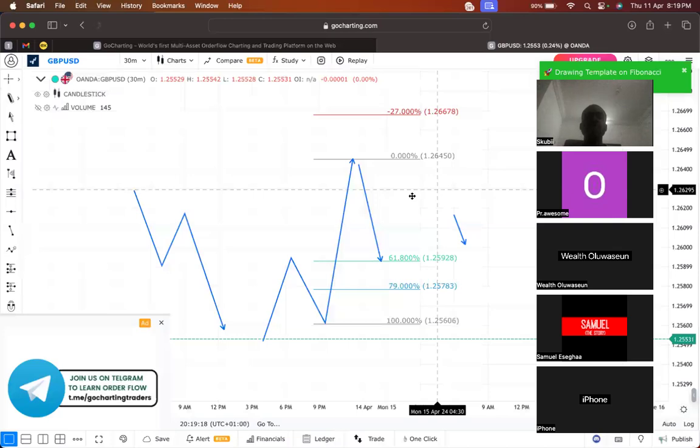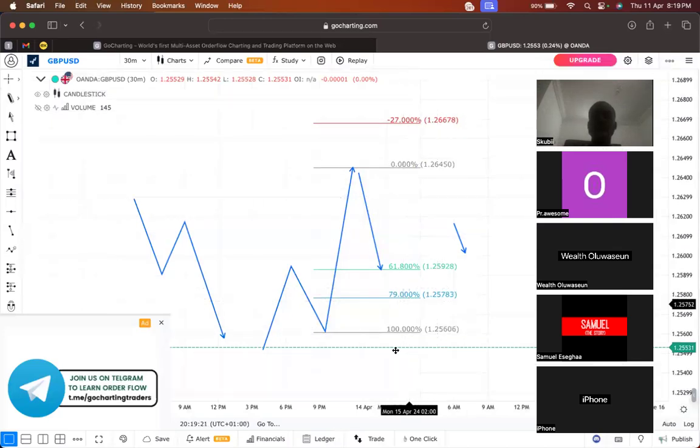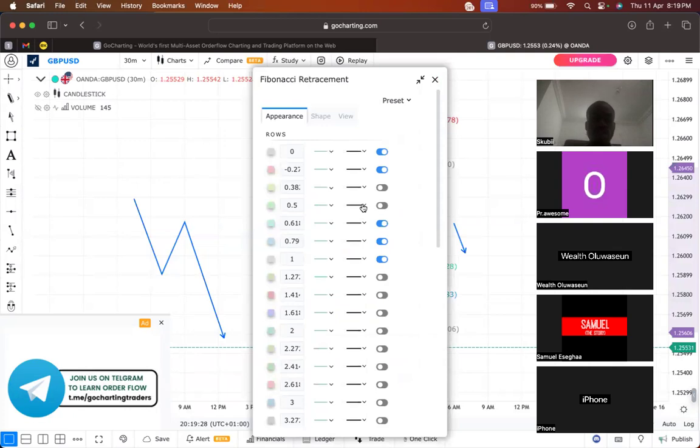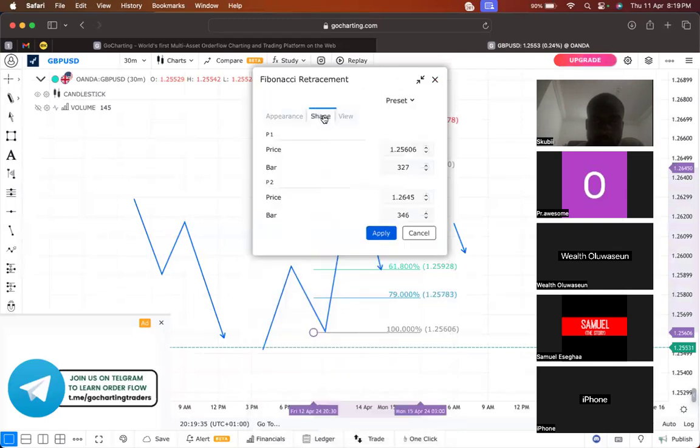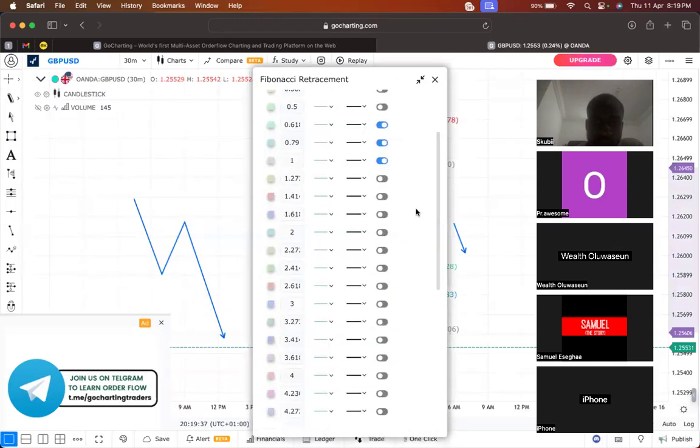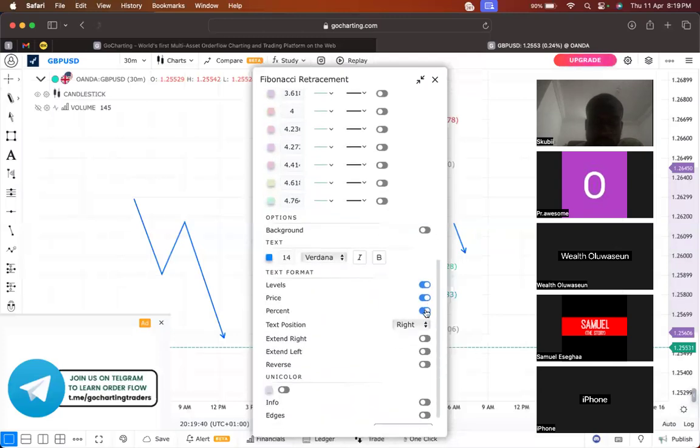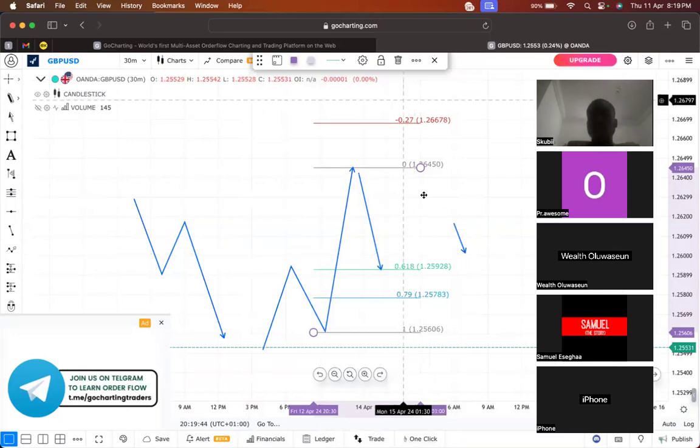So now this is basically what my Fibonacci looks like. I have this 100%, that's 79%. One sec, let me change this. It's showing in percentage. Let me change this in appearance, so instead of showing percentage, it's better for it to show like this. So now I have the 0.79 level, 0.618, the zero, and then minus 0.27.